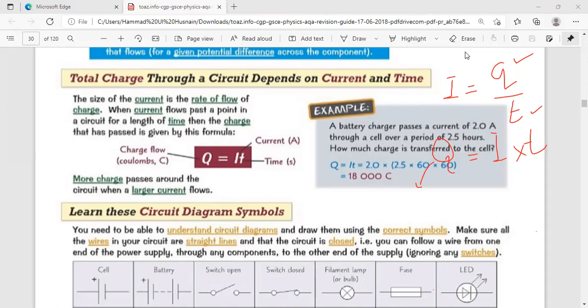Okay. If you have any confusion, you may ask Tala. Feel free to ask. So the charge that's flowing through the circuit. Yes, that is Q. Okay.